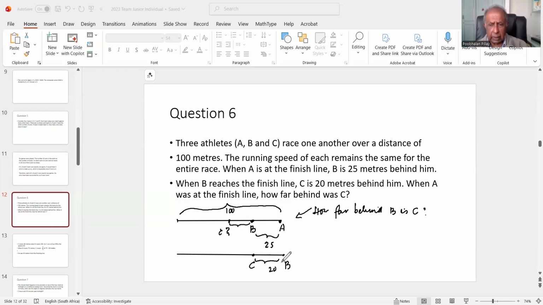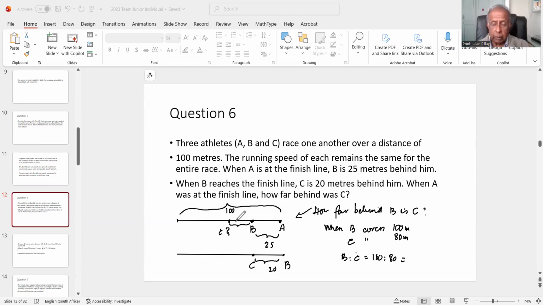Okay, now obviously we have to learn something from this. So when B covers 100 meters, C covers 80 meters, right? Because he's 20 meters behind. So in other words, C's speed, okay, you really don't have to do that. So it's a proportion problem. So you have that B is to C as 100 is to 80. This is as far as speeds are concerned.